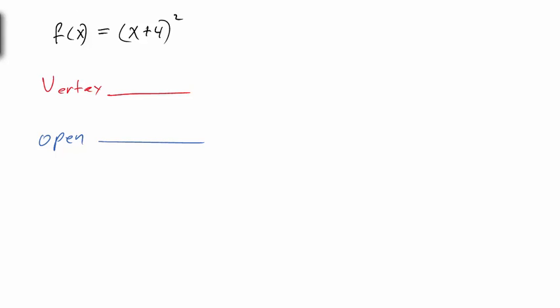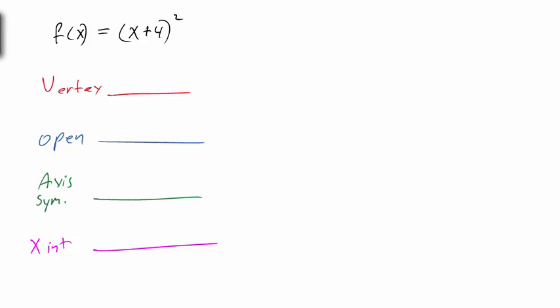All right, here we have another example. f of x equals x plus 4 quantity squared. And again, we want to identify the vertex. Which way does the graph open? We want to find the axis of symmetry and any x-intercepts.